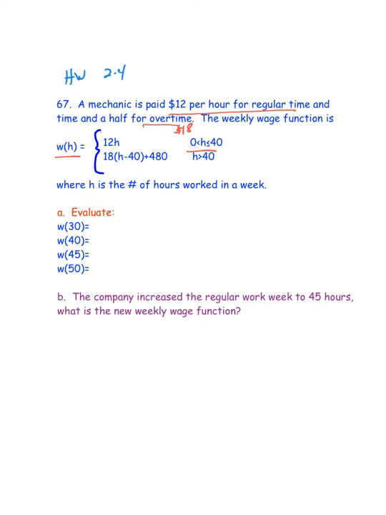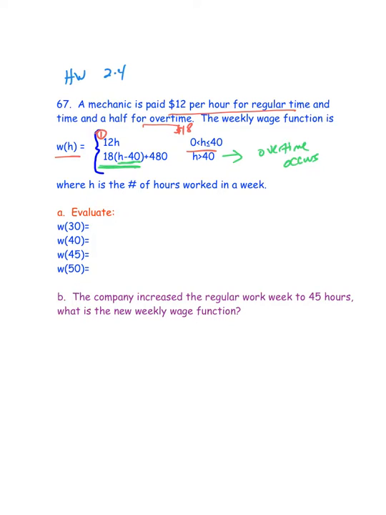So this first piece here, 12H, gives the pay if the person works a regular number of hours, no overtime. So the amount of pay they would get would be 12 times the number of hours they work. The second piece of the function shows what happens if they work overtime. So this piece, H is greater than 40, is when overtime occurs. Okay, so what happens when there's overtime? The person gets $18 an hour for the hours above 40. That's where the H minus 40 comes in. So if you work 45 hours, you get 5 hours of overtime at $18 an hour.